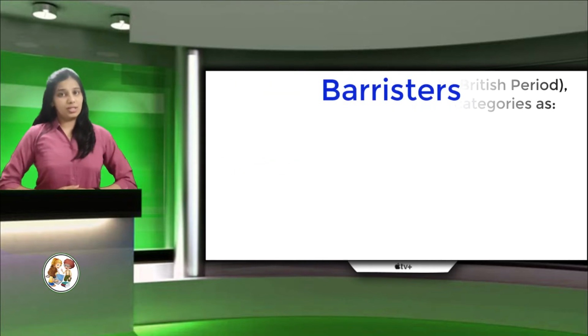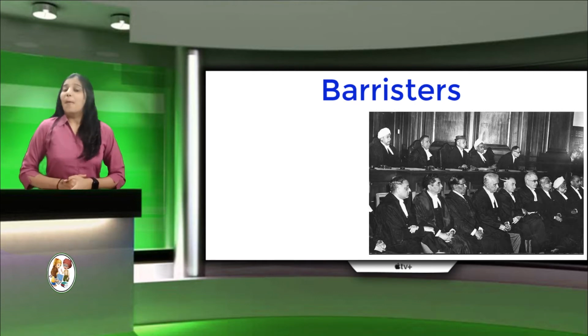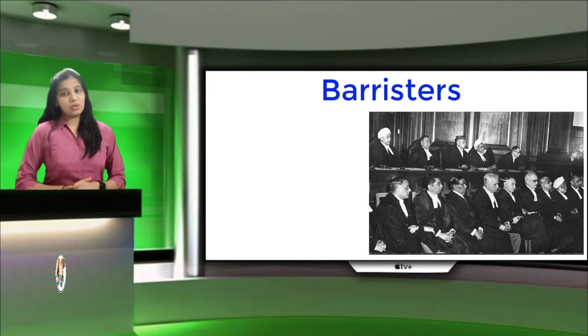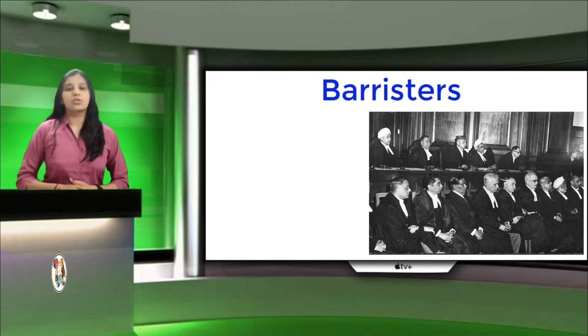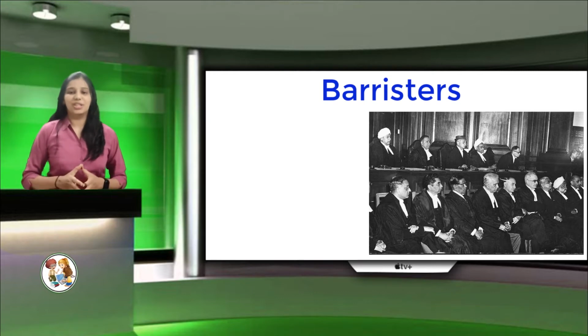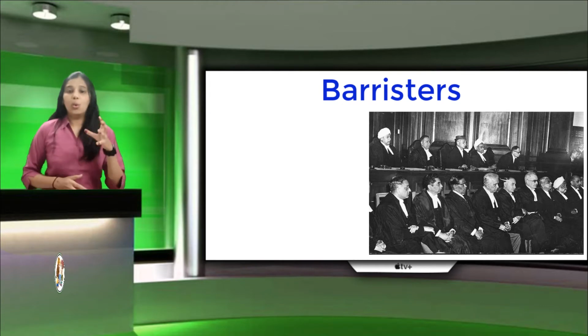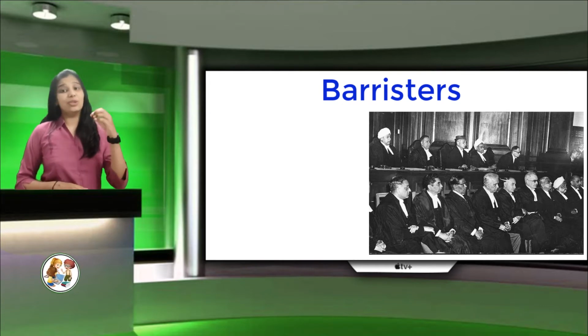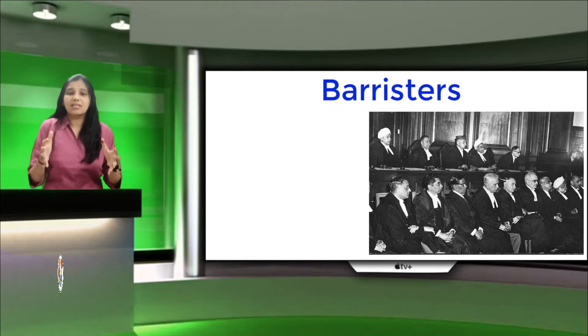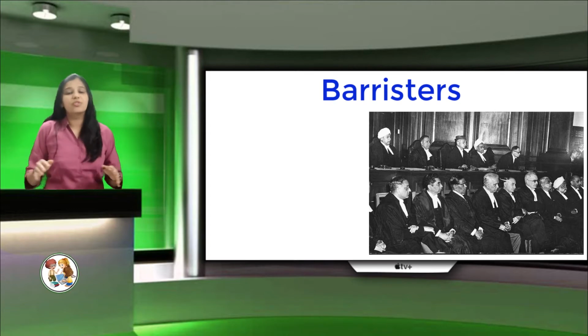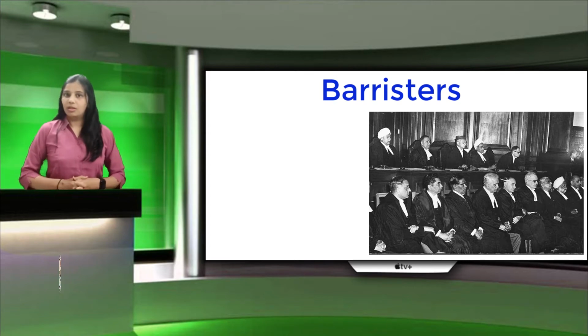The first, as we saw, is the barristers. Barristers of England had come to occupy a predominant position in the legal profession in British India. On the original side of the Calcutta High Court, only barristers could practice, even though the distinction between the barristers and the vakils had been removed by the other high courts.